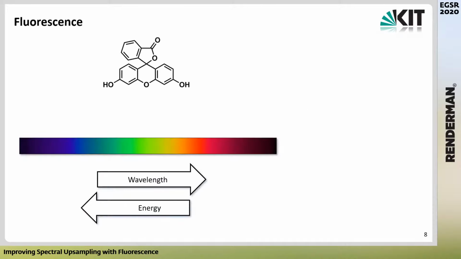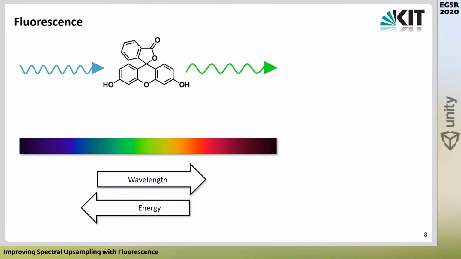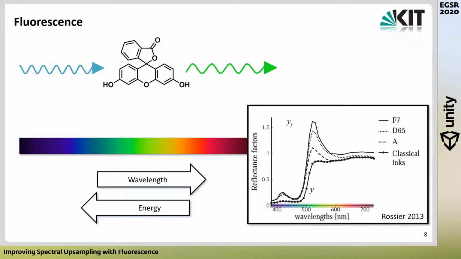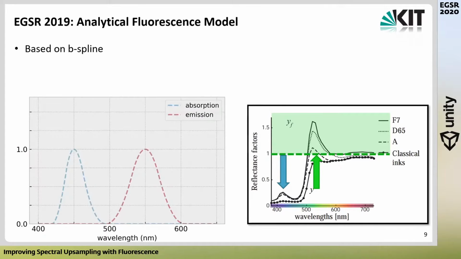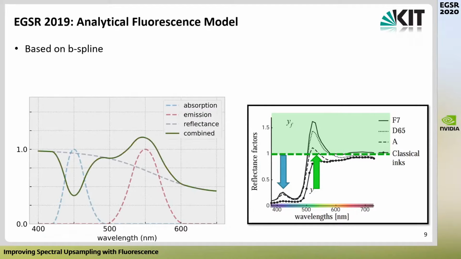And that works because fluorescent materials absorb light at one wavelength and then re-emit it at another, longer wavelength, which is described by an absorption and emission spectrum. And this means that the apparent reflectivity of such a material can exceed 1 for some wavelengths while still being physically realistic. And last year's paper models the fluorescent absorption and emission spectrum based on B-splines and combines them with the reflectance model by Jakob and Hanika to achieve such apparent reflectances and more saturated colors.